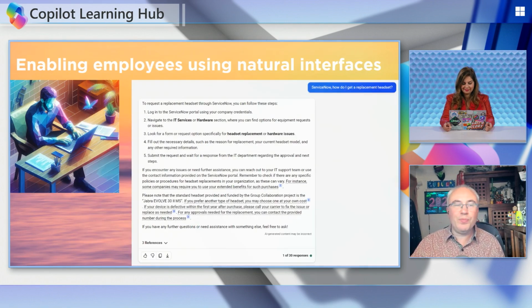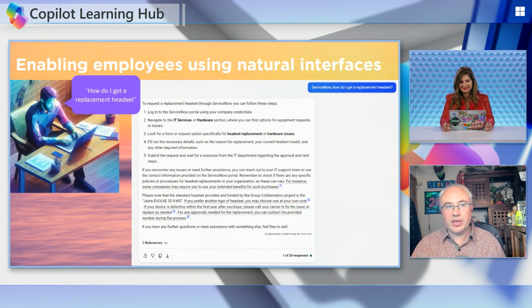In this beautiful Copilot world, and this is a genuine response from our Copilot for M365, I can ask ServiceNow, how do I get a replacement headset? And that's where we have that knowledge.